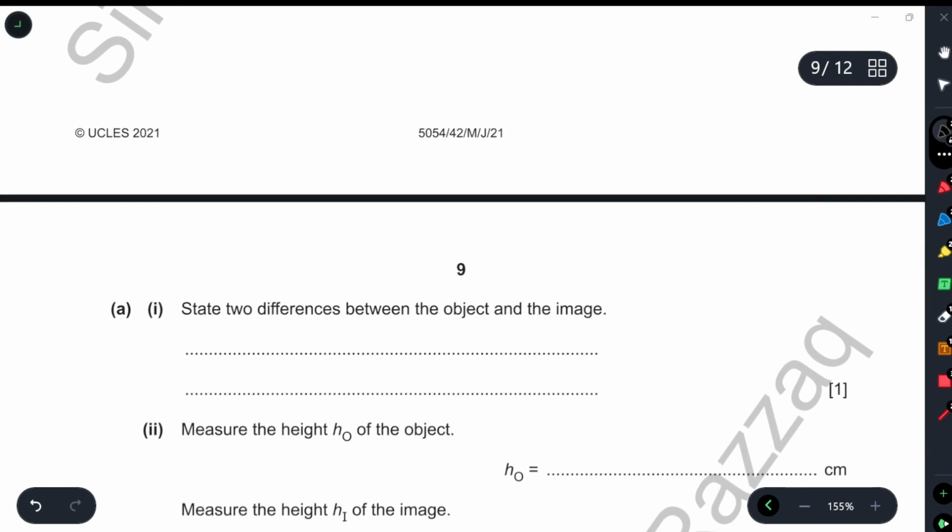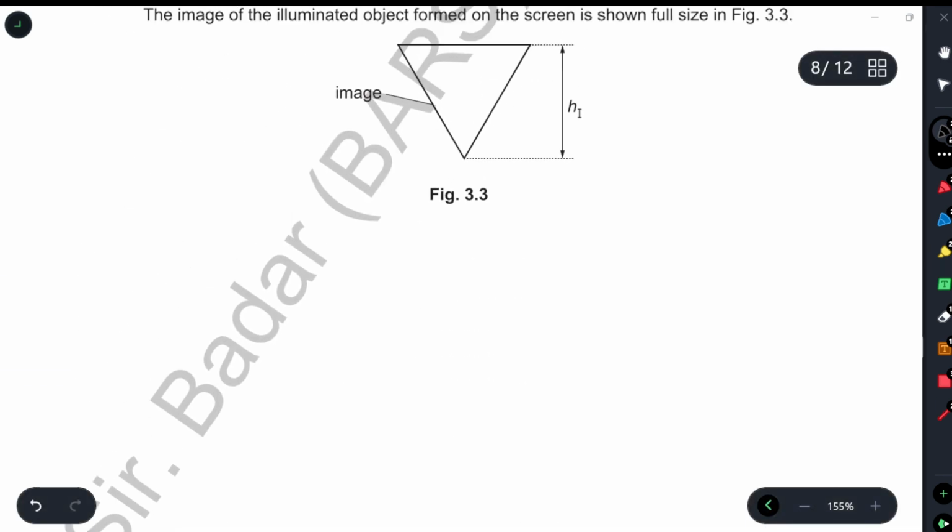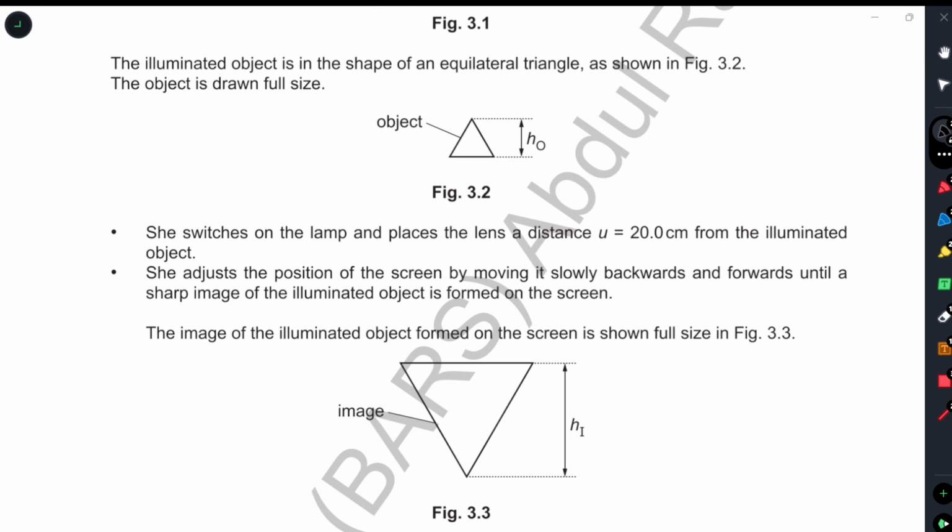State two differences between the object and the image. Obviously, आपका image magnified है, तो lenses कराते हुए मैंने आपको images की. So we discussed three properties of an image. सही है. So we discussed magnification, whether it was magnified or diminished. We discussed whether it was inverted. ठीक है. Inverted का मतलब ये है कि upside down. Or the third one was whether your image is going to be real or virtual.